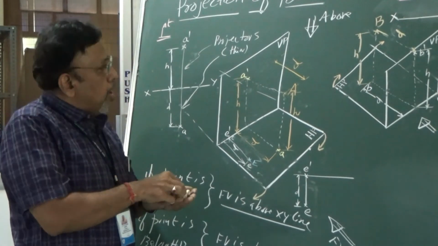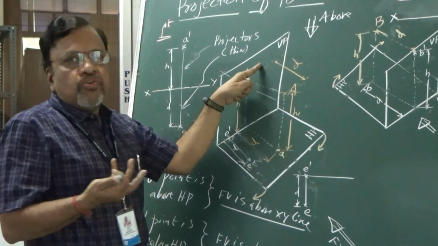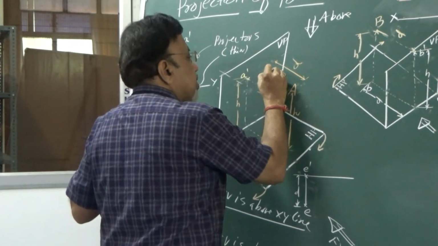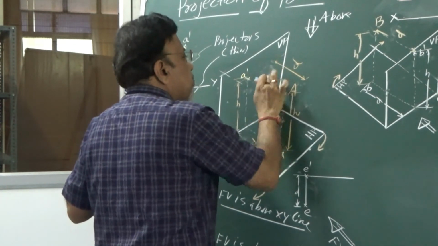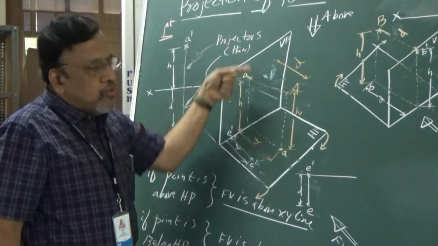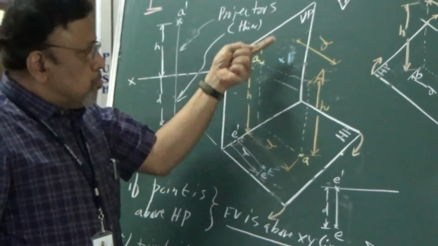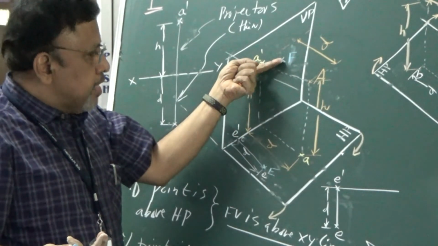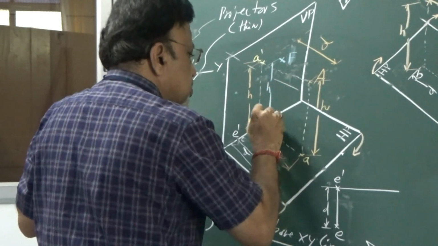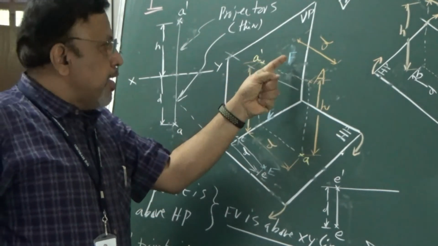Okay, now consider the next case. Now let us say that the point is in VP. If I say point is in VP, it means its D distance should be equal to 0. Let us say this is your point, some F, capital F. So capital F is the point which is in VP itself. And since it is in VP, its distance from HP can be some distance. Maybe this particular point F may be above HP by distance H.